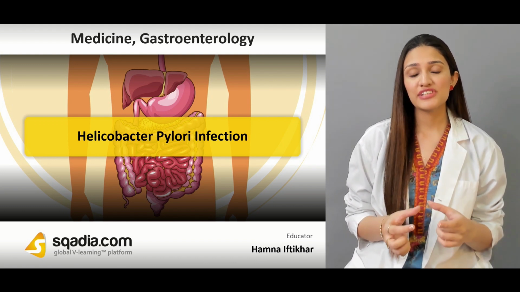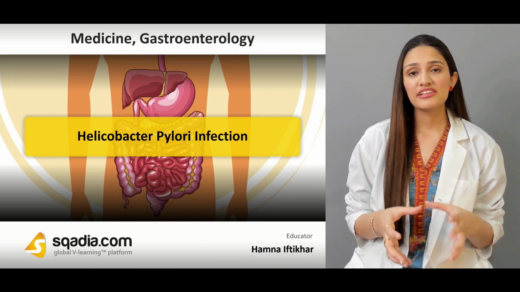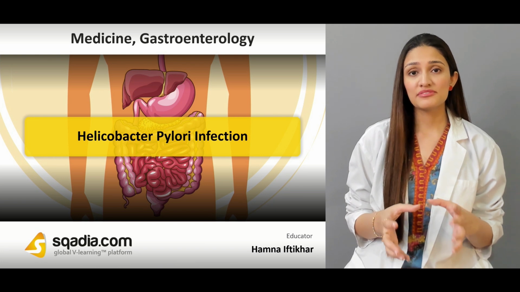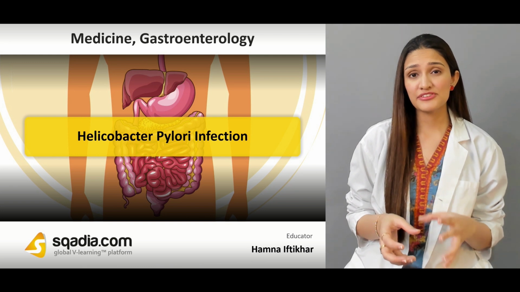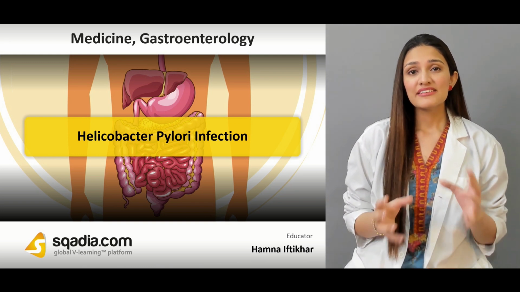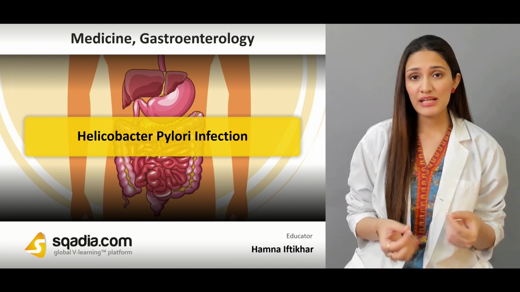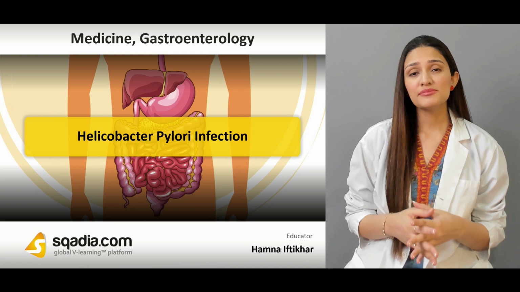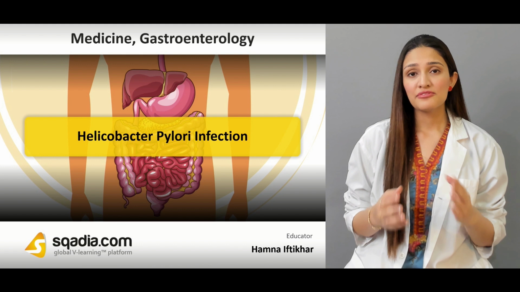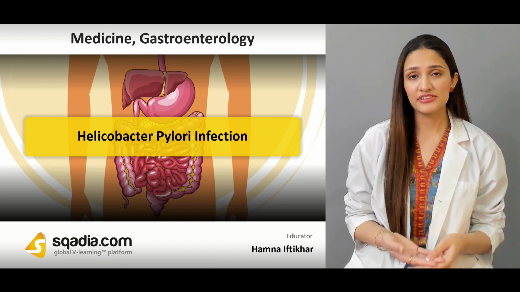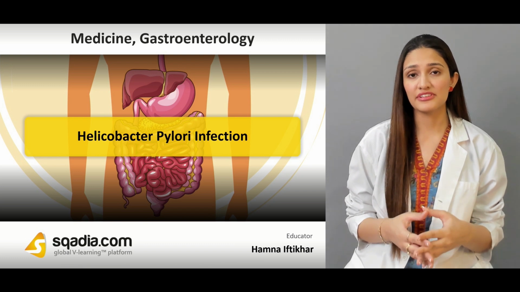It is a spiral-shaped bacteria with multiple flagella that help the bacteria to move around the gastric lumen freely and to penetrate through the gastric lumen and the gastric mucosal layer. This bacteria also produces an enzyme known as urease, which helps in hydrolyzing the urea into ammonia and carbon dioxide, which helps neutralizing the pH of the gastric lumen.